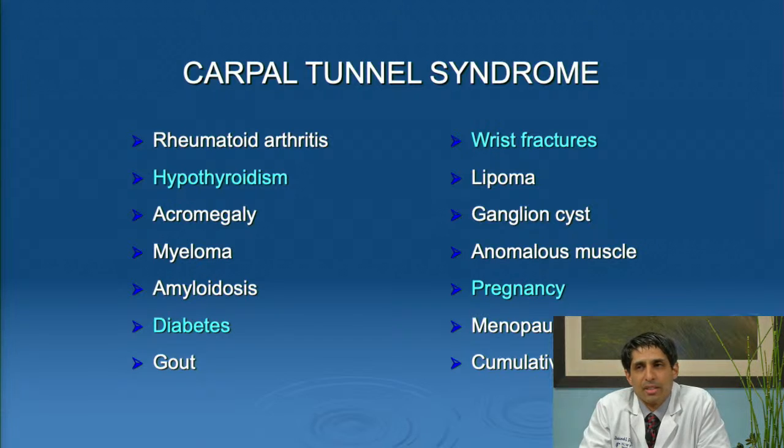So other risk factors for carpal tunnel syndrome: other things that you can see are hypothyroidism, diabetes, if you have recently broken your wrist, and pregnancy. Those can also be some of the main common issues that increase your risk for carpal tunnel syndrome.